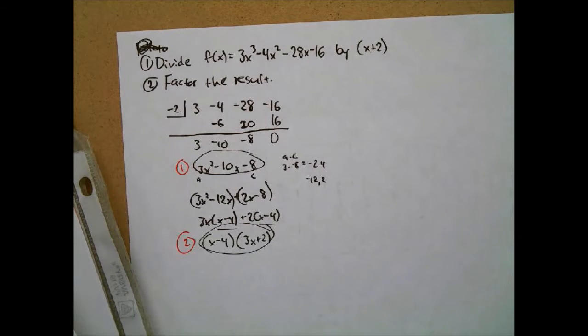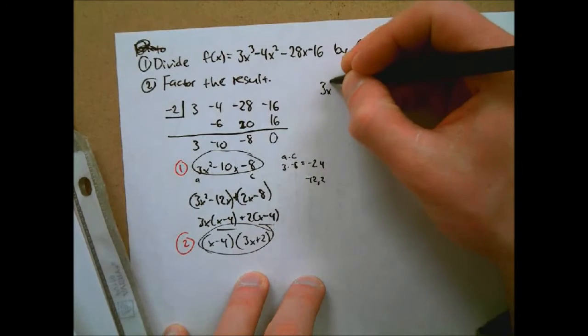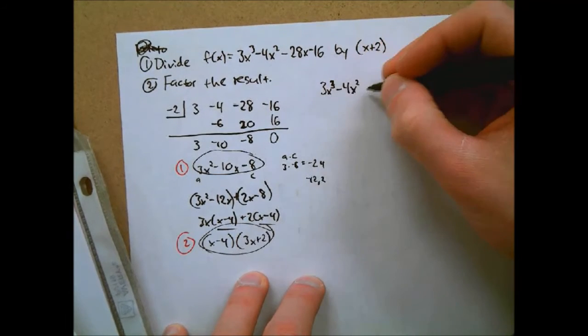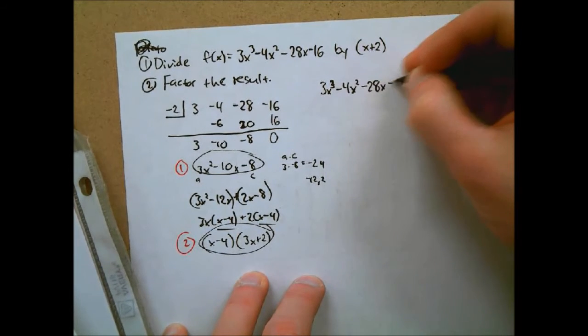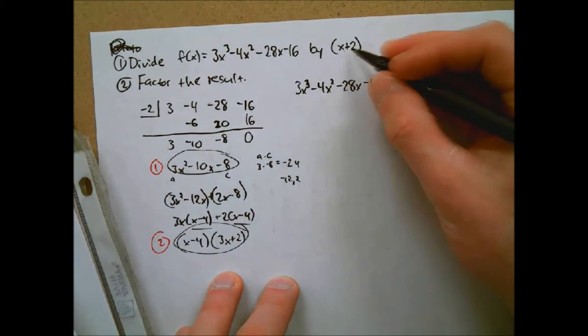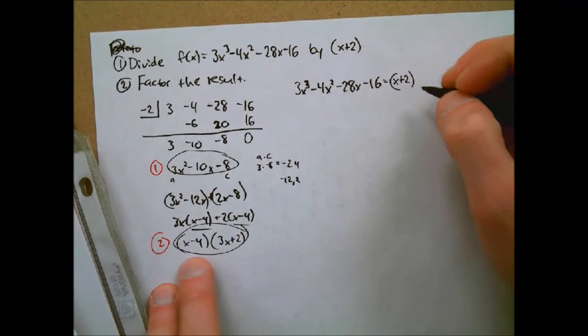Okay. What does this mean? Well, we've taken a cubic, and we were able to factor out an x plus 2, and then the result factored to be x minus 4 times 3x plus 2.